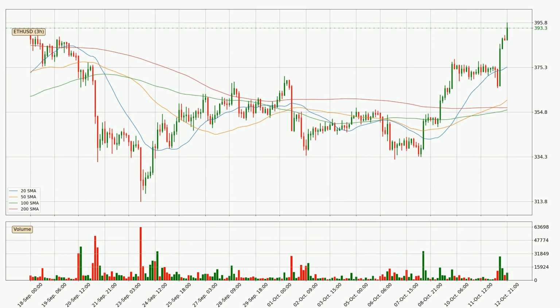Jumping to the 3-hourly simple moving averages, for this time interval, the current price is above all of the simple moving averages, which looks bullish, and you should watch if the closest SMA, the 20 SMA, could remain stable or the price will dip below it with the current price of around $375.